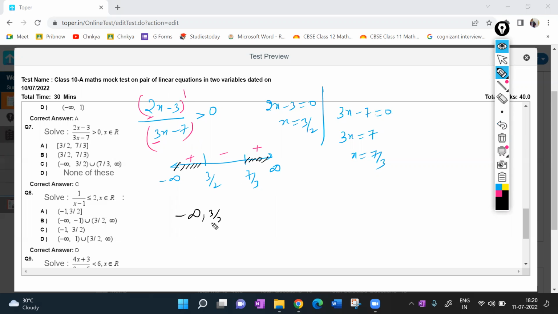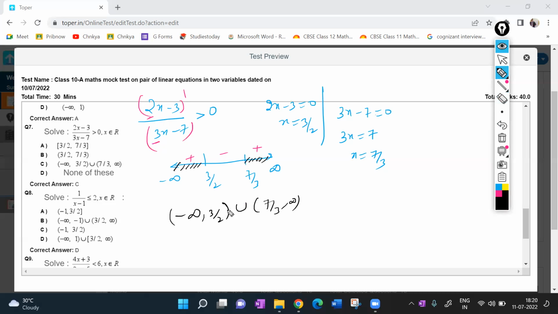Minus infinity to 3 by 2. We cannot include 3 by 2, open bracket here also. And union from where to where? 7 by 3 also I cannot include. Why? Because here it should be an open bracket.